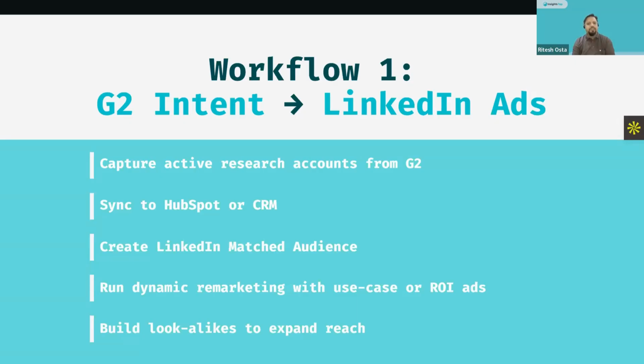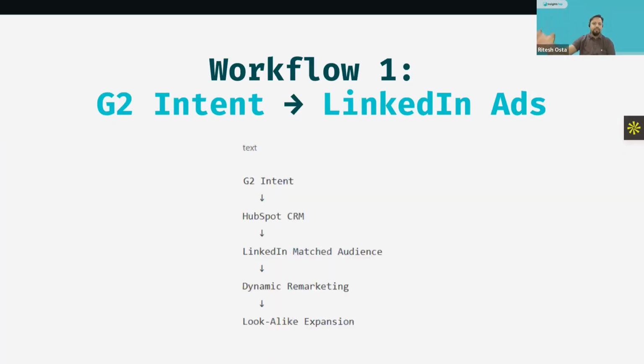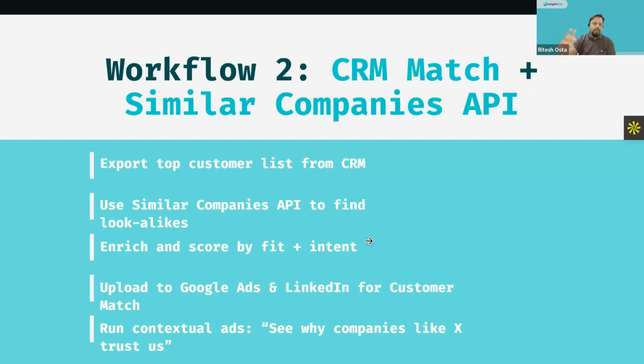So capture the active research accounts from G2, sync it with HubSpot or your CRM, create a LinkedIn match audience, run dynamic remarketing with use case or ROI ads, right? Build lookalike audiences to expand. Once you build an audience in LinkedIn, you can use LinkedIn to create lookalike audiences, right? So you can expand. This is how the workflow looks: G2 to HubSpot to LinkedIn matched audience to dynamic remarketing, and then lookalike expansion. Super effective. Very commonly used workflow.